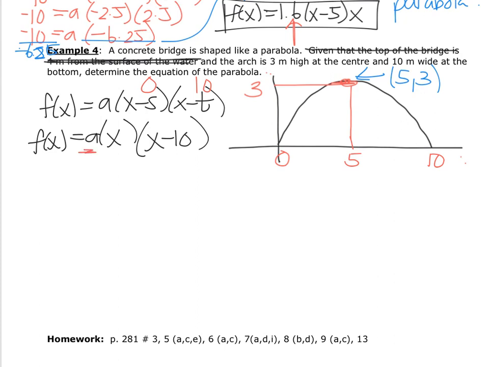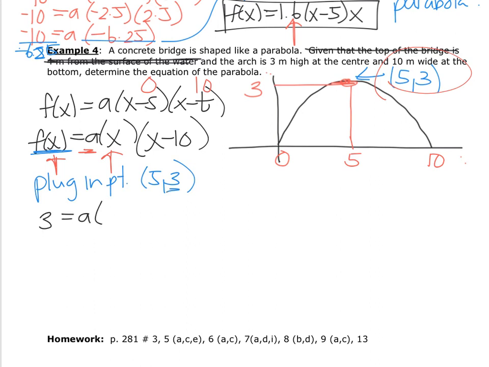So let us plug in for x and y. We're going to use that point, of course, that we have, which is right over here. So we are going to plug in (5, 3) for x and f(x). No problemo. So instead of y, of course, we're going to write 3. So I'm going to write 3 = a, and instead of x, we're going to write 5, and then we got 5 minus 10. And now we're just solving.